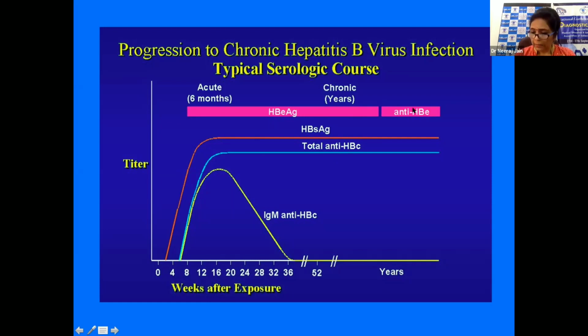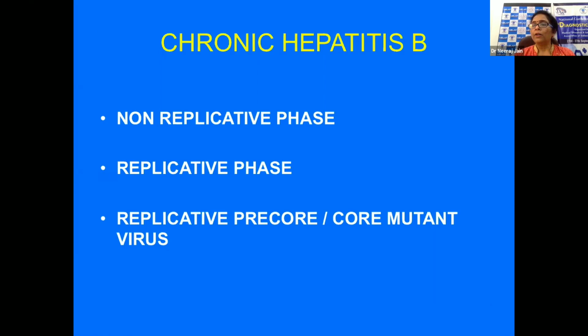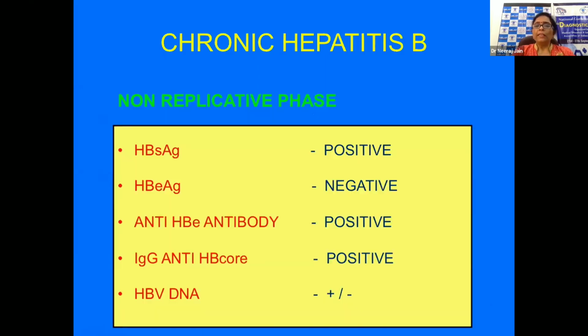So by these combinations, let's see what all phases we can have. We can have non-replicative phase, we can have replicative phase, and a pre-core mutant. I will just discuss what will happen in pre-core. First, see the non-replicative phase. That means the virus is present in the body, but is not replicating.